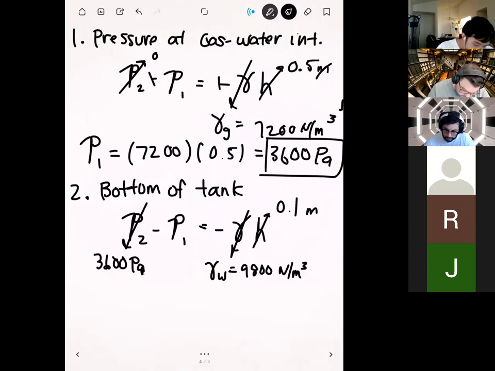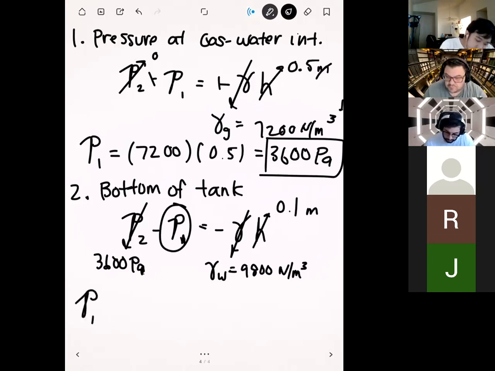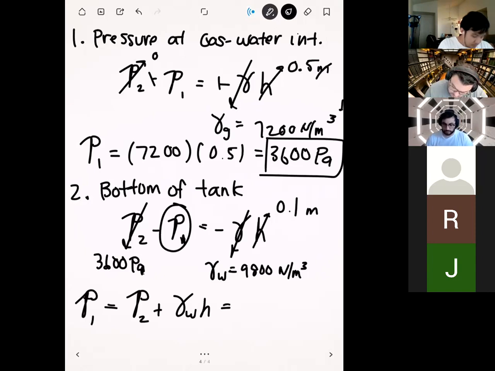Okay. And so we have everything that we need in this formula. So the only thing that we don't have is P1, where P1 is the pressure at the bottom of the tank. So let's solve this expression for P1. So we move P1 to the other side, and we move the gamma H over to this side. So you have P1 is equal to P2 plus gamma W H. Okay. And so we plug all the numbers in, and then what we get is P1 is equal to 4,580 pascals.